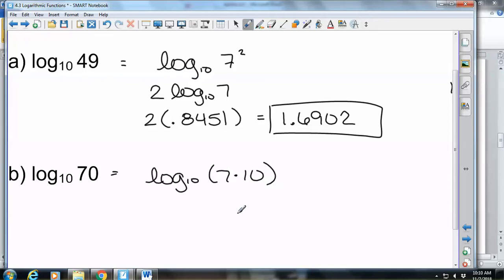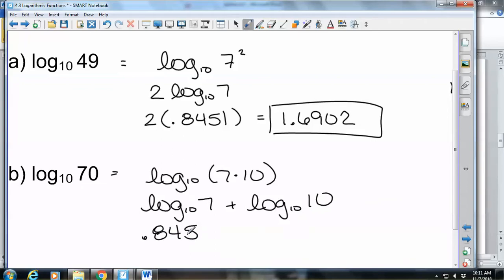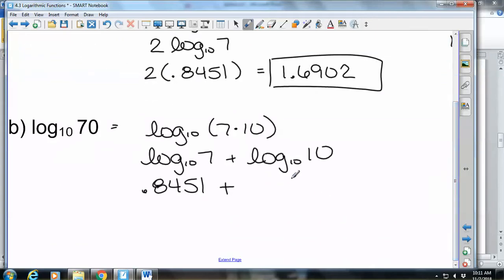If you have the log of things being multiplied, what do you do? Add them together. So log base 10 of 7 plus log base 10 of 10. Log base 10 of 7 I gave you. We know what log base 10 of 10 is. 1. 10 to the first is equal to 10.